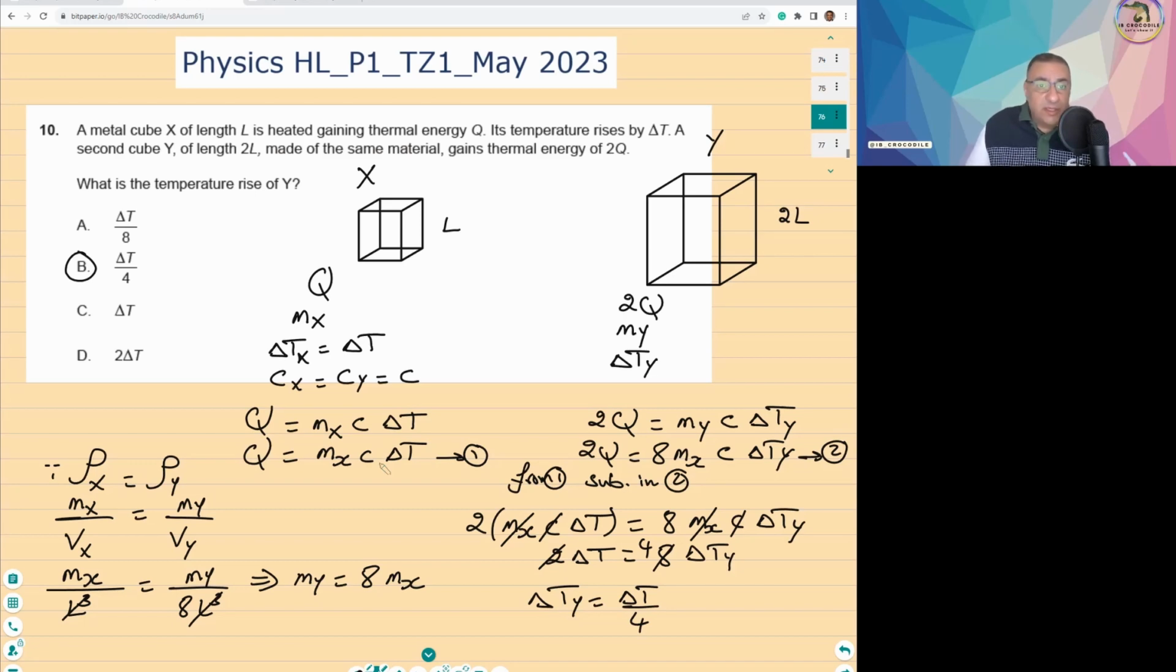So, same material means the same density, and also means that the specific heat capacity of both cubes is equal.